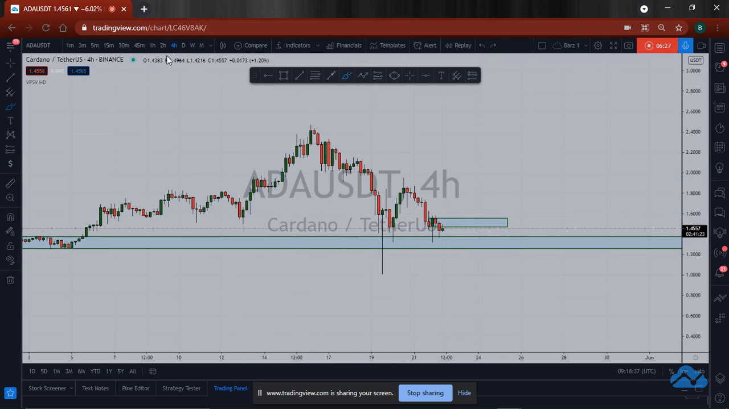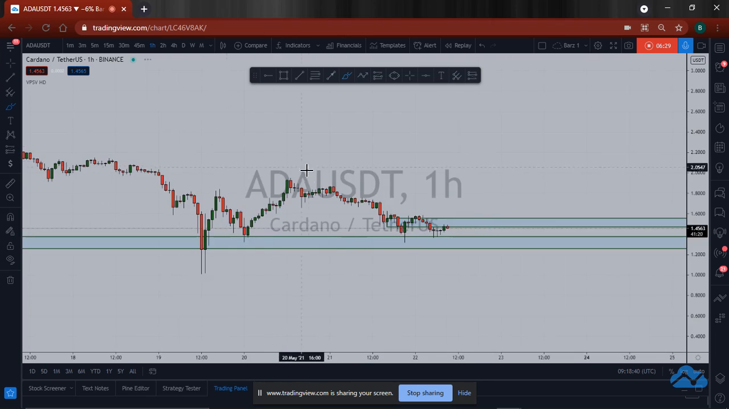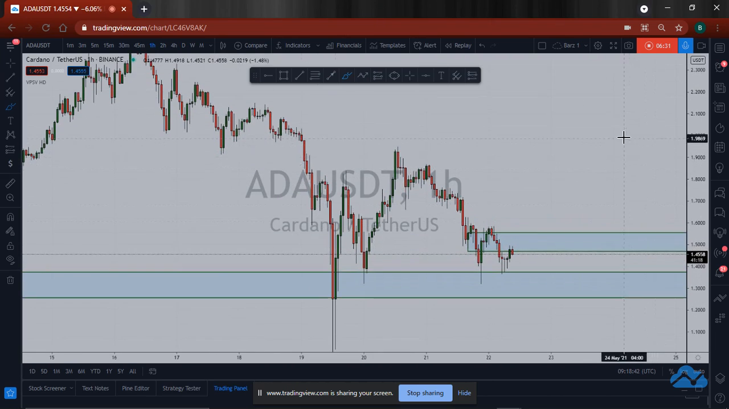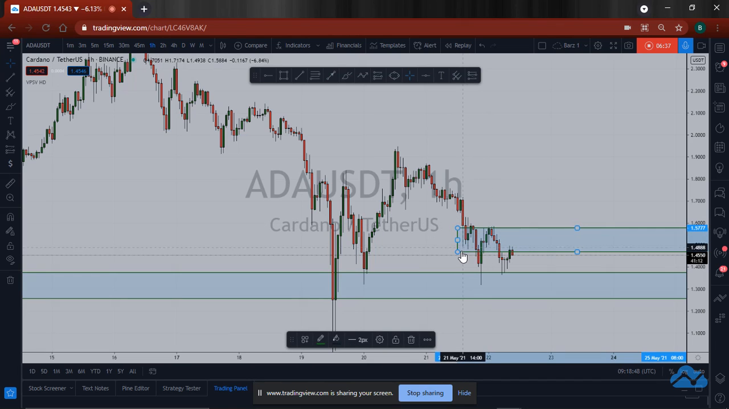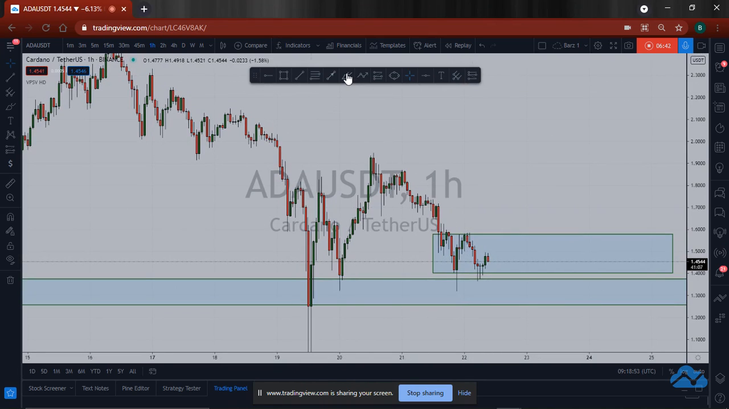Right? So price is currently at a key level. Let's wait patiently for a nice trading opportunity. So going over to the 1-hour time frame, we can also see that price is currently reaccumulating inside this level, right? So there's a kind of indecision.